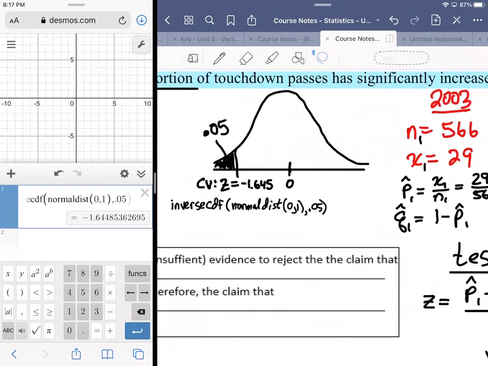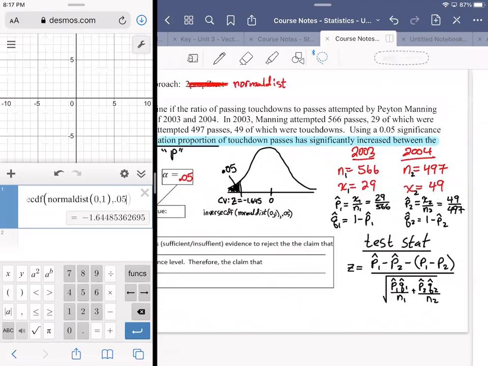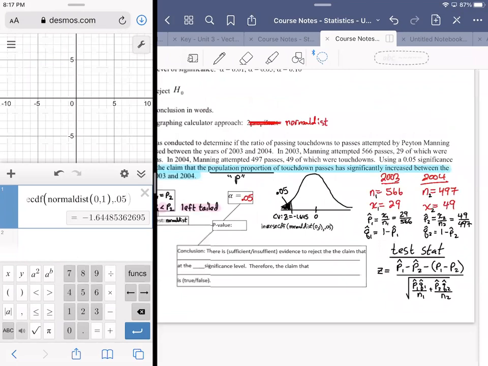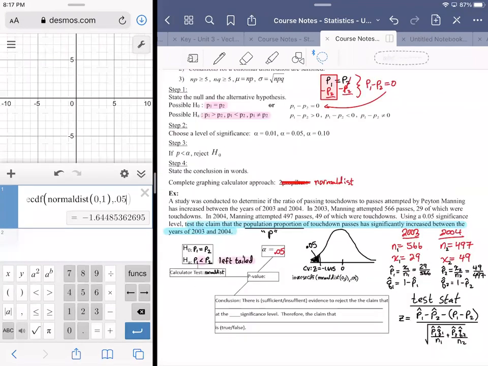All right, so that gives us our cutoff, our critical value. All right, the shaded area is the rejection region. If our test statistic falls in that shaded region, and we're about to compute the test statistic, then we reject the null hypothesis. If it doesn't, then we don't. All right, so we've got to crunch some numbers.